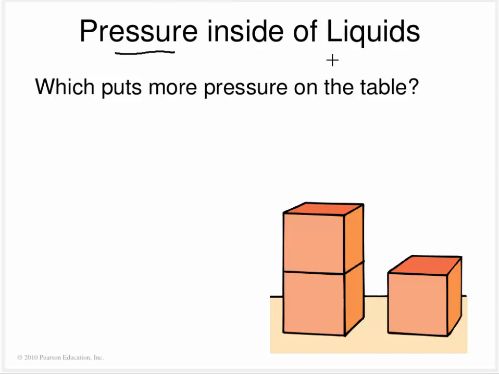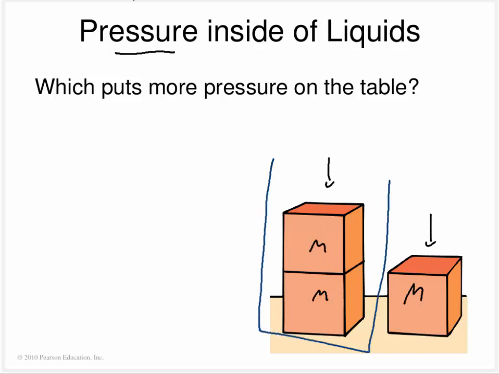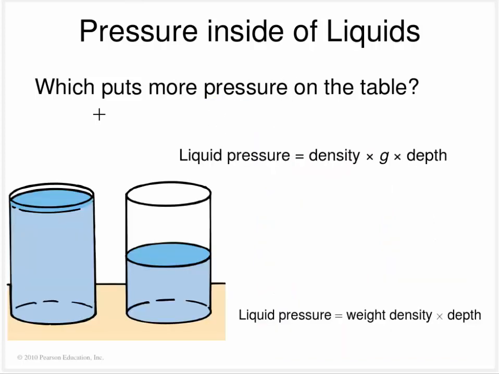But what about the pressure inside of liquids? And to work our way there, I want you to think about blocks of wood right here. Here we've got one block of wood, here we've got two blocks of wood, and they all have the same mass. I think we would all agree that this one puts more force on the table, so this one's going to put more pressure on the table.